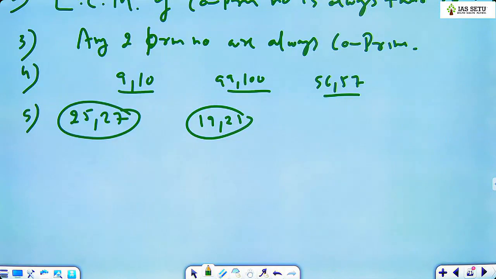अभी दयाल कह रहा है, सर प्लीज एक्सप्लेन फोर्थ पॉइंट. फोर्थ पॉइंट कहता है कि टू कंसेक्यूटिव नेचुरल नंबर को-प्राइम होते हैं. 9 and 10, 99 and 100, 56, 57, or you take any of your choice, two consecutive natural numbers, without any doubt you can claim co-prime.